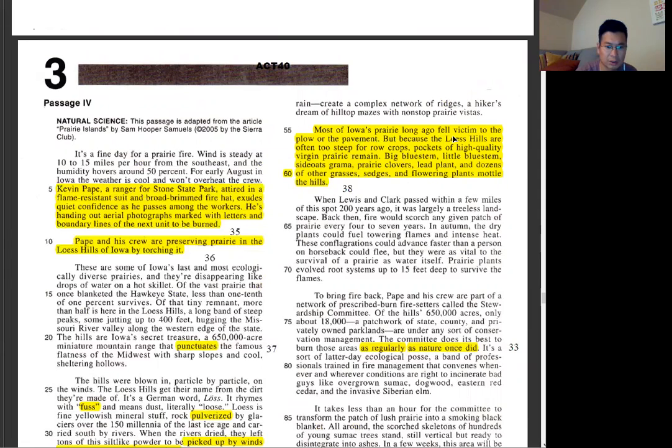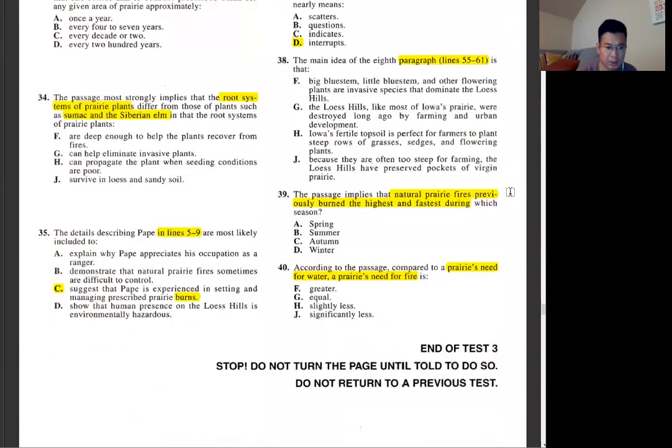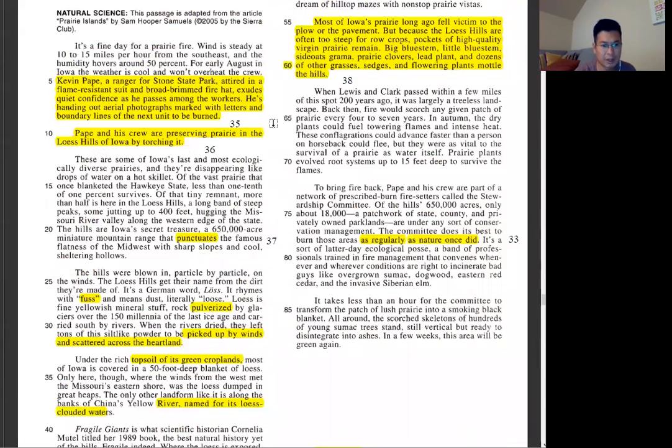Loess Hills prairie alone was both victim of plow and pavement, but because the lower hills were often too steep for row crops, high quality virgin prairie remained so untouched. Nobody damaged this loosely flowering plant model of the hills. So question 38 indicates that it's steep so nothing really happened much. That's why it still has that virgin prairie. Then move on to the next paragraph.